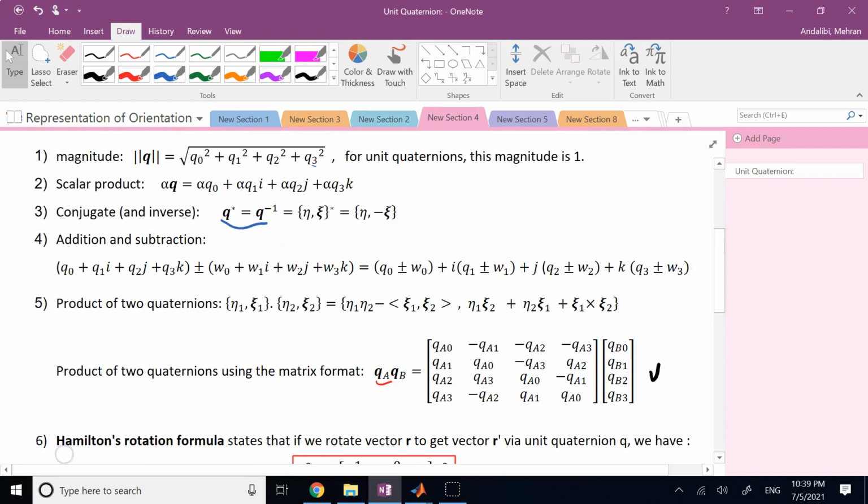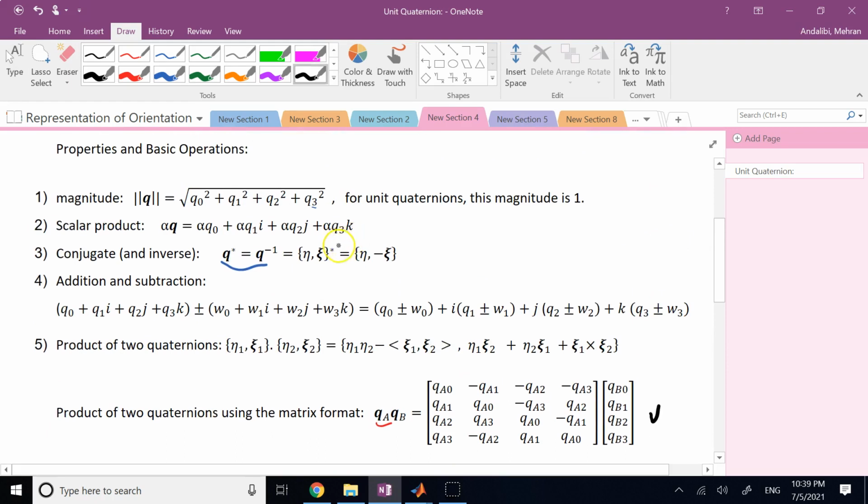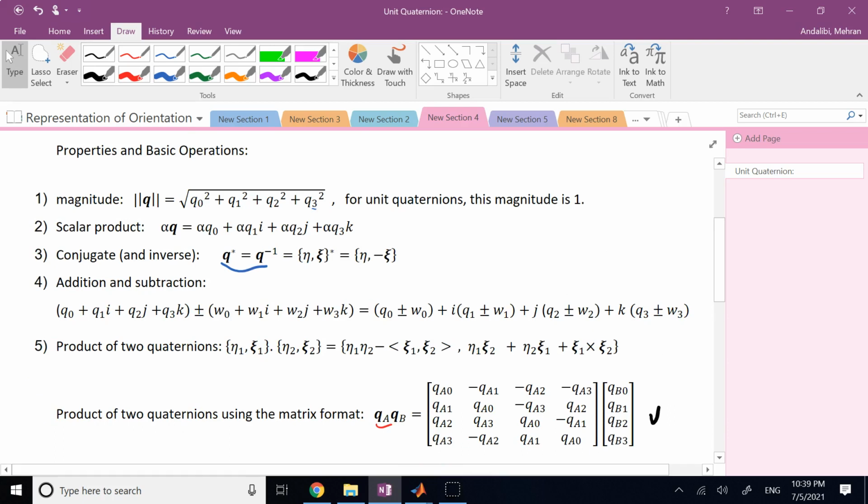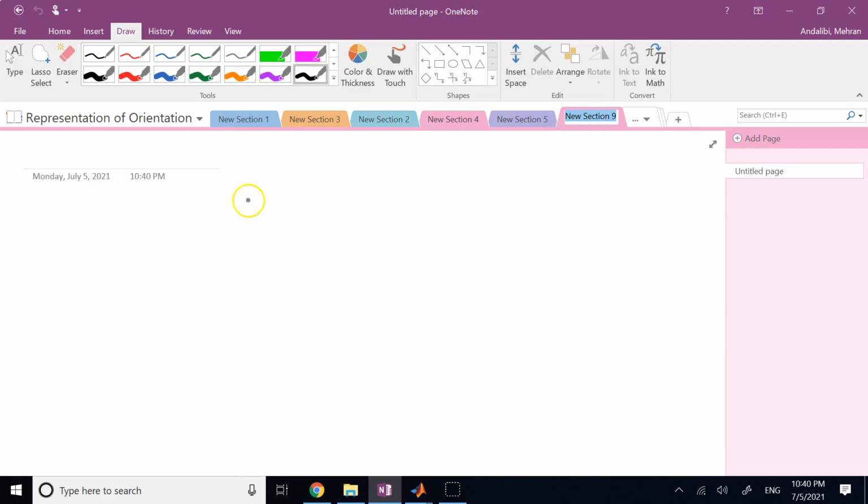Okay, so now we have learned a lot about quaternions, their magnitude, scalar product, conjugate, addition and subtraction, product of them in different versions. Now there are a couple of things that we have to talk about. One of them is inverse. Okay, in here I said that the inverse is the same as the conjugate, but that's only true for a unit quaternion. In general, when you talk about the inverse of a quaternion, it is equal to its conjugate over the magnitude of it squared.